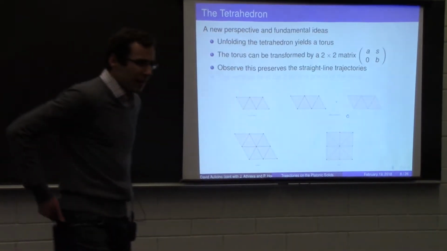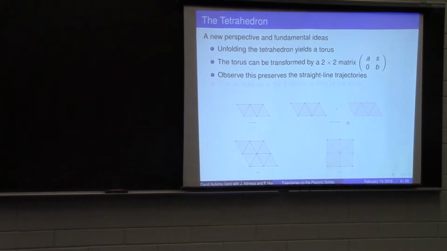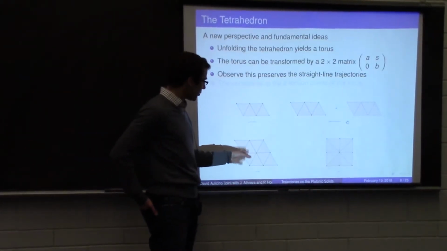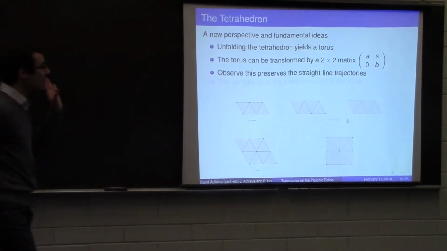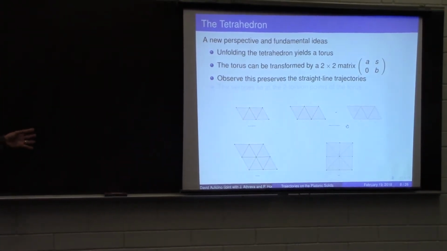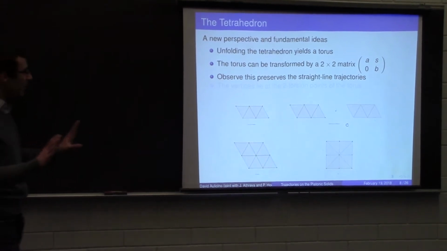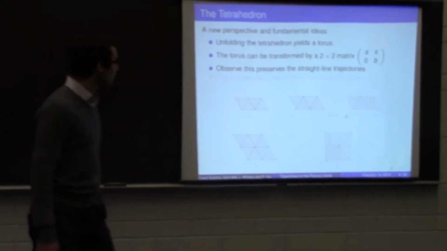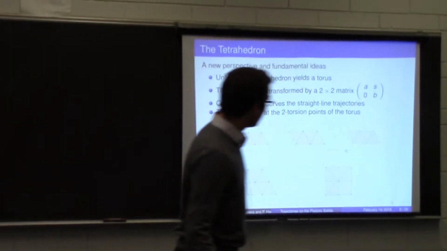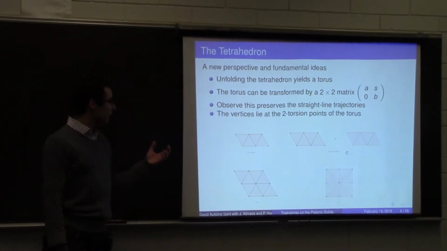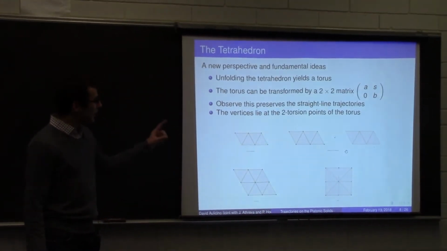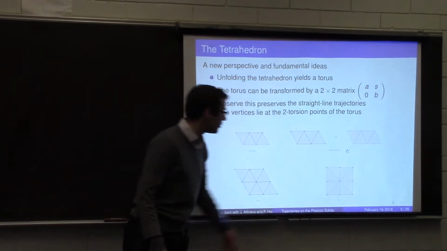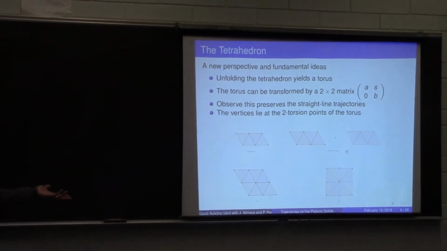Okay. So now, why is it okay to do that? Well, we're studying trajectories on each of these things, but here our trajectories have been straightened out to straight lines, and therefore it actually is harmless to multiply by a matrix because straight lines go to straight lines. And so everything is preserved in the square picture, which I like much better. Everything works out nicely. And notice that the vertices of the tetrahedron lie at what are called the two torsion points of the torus. If you imagine this being a 2 by 2 grid, these are all the integer coordinates.